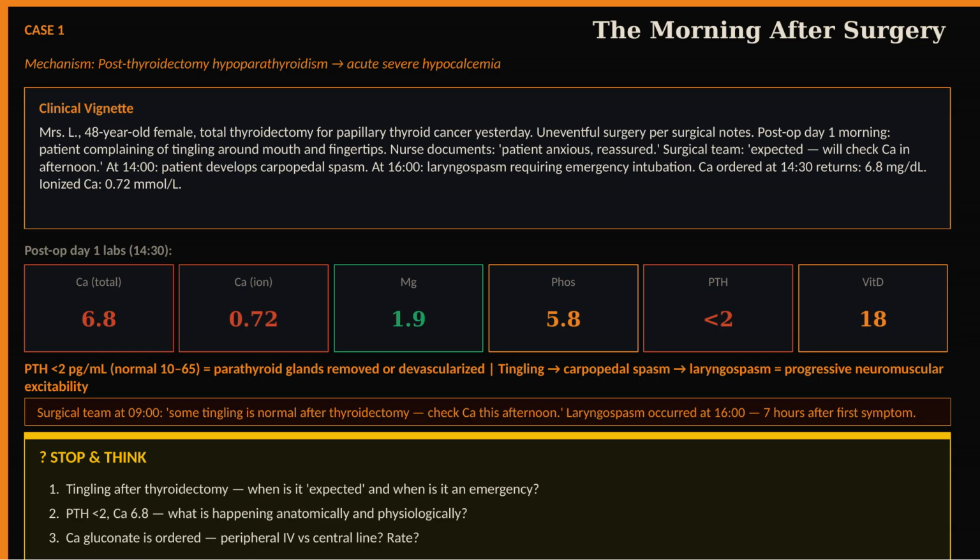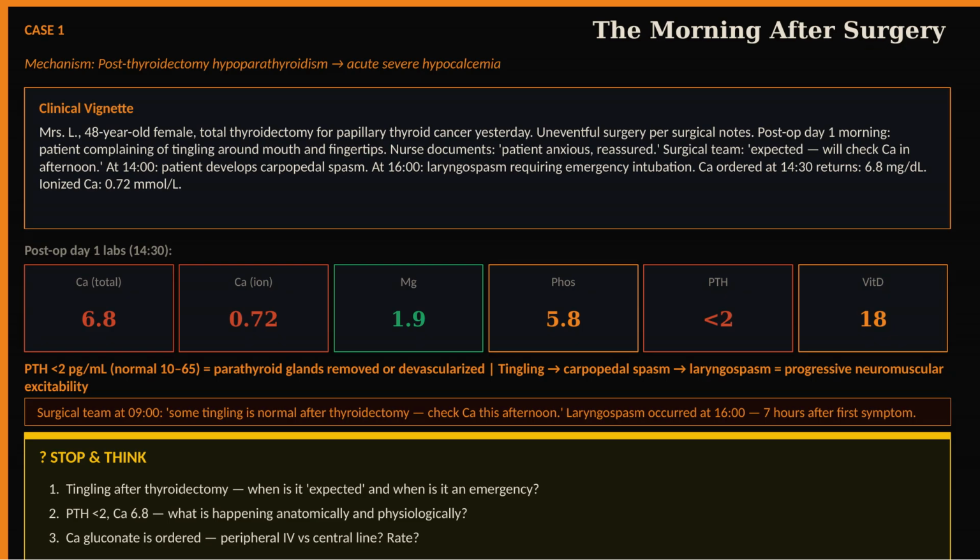By 2 p.m., she's in carpopetal spasm. By 4 p.m., laryngospasm requiring emergency intubation. The calcium, finally drawn at 2:30, comes back 6.8 total, ionized 0.72. Her PTH is under 2, where normal is 10 to 65. So in 7 hours, she went from tingling lips to a surgical airway emergency.